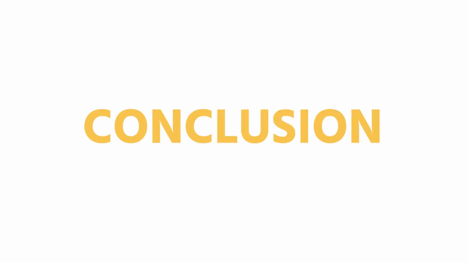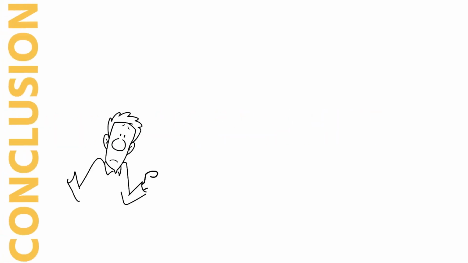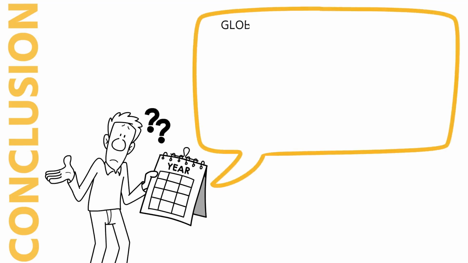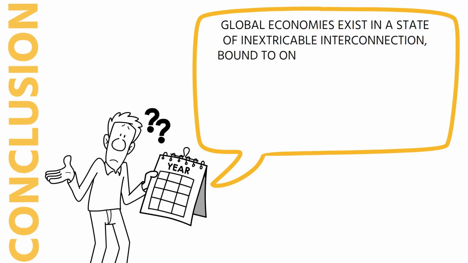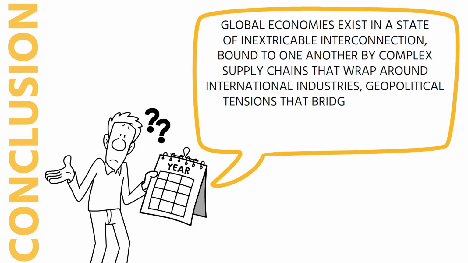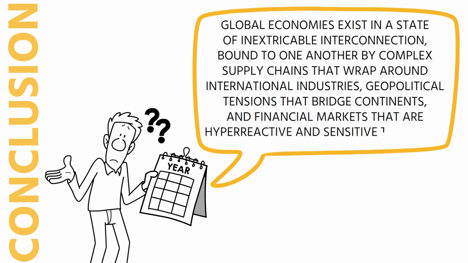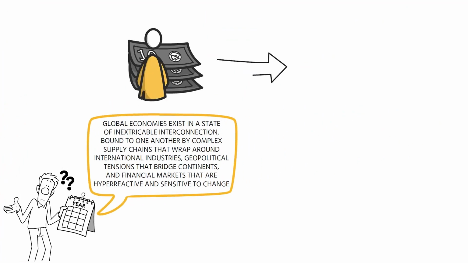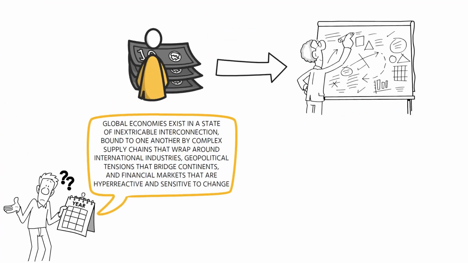Conclusion. Compared with even a few decades ago, today's investment landscape is fraught with uncertainty and high volatility. Global economies exist in a state of inextricable interconnection, bound to one another by complex supply chains that wrap around international industries, geopolitical tensions that bridge continents, and financial markets that are hyper-reactive and sensitive to change. As investors, the systems we must model are becoming increasingly complex.